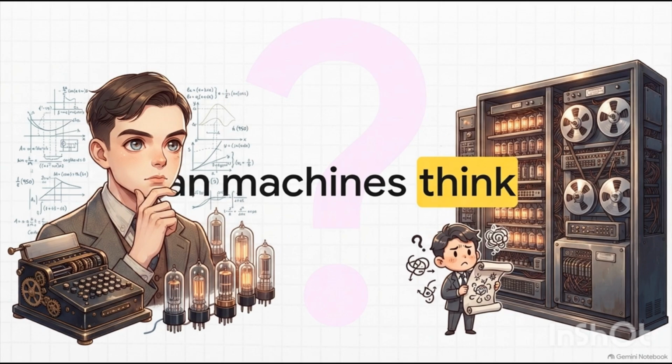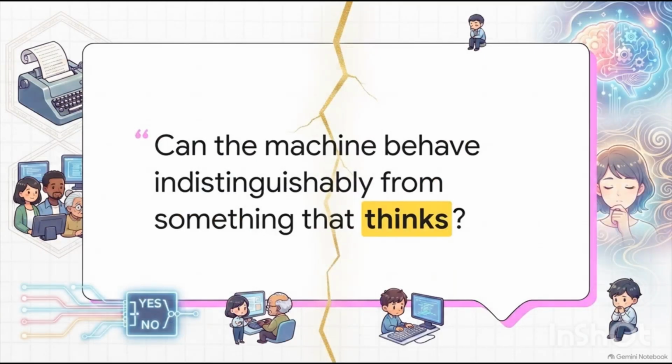Because before him, thinkers were just hopelessly tangled up in all these philosophical debates about the soul and the exact definition of consciousness. But Turing brilliantly reframes the entire pursuit with a simple operational test. He basically proposed a party game, often called the imitation game, to completely bypass millennia of philosophical dead ends. He argued that, hey, instead of asking if a machine really thinks, we should just ask, can the machine behave indistinguishably from something that thinks?